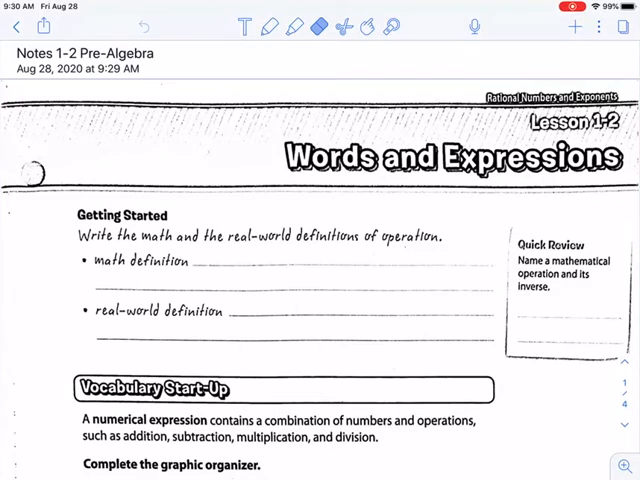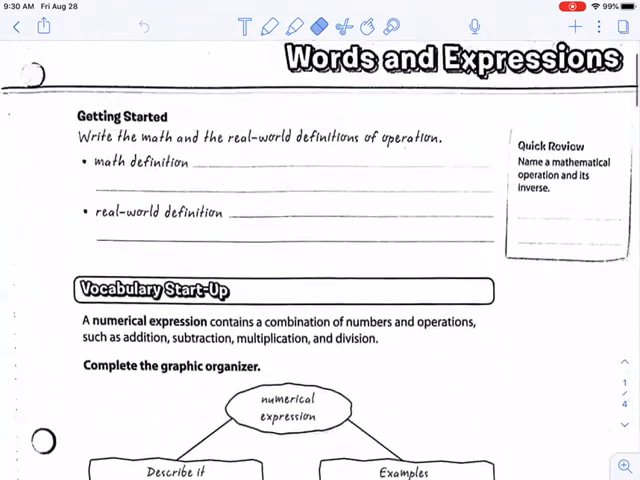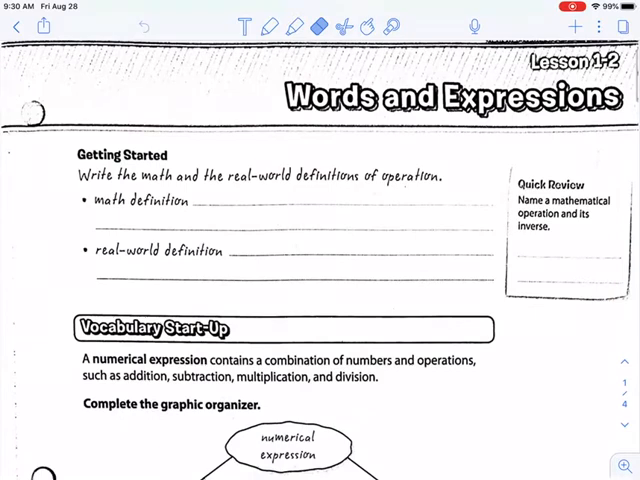Hi everyone, we are starting our first lesson on words and expressions in Unit 1, the language of algebra. So you should have your binder open to page 7. Notice we are skipping lesson 1. We are going right to lesson 2.